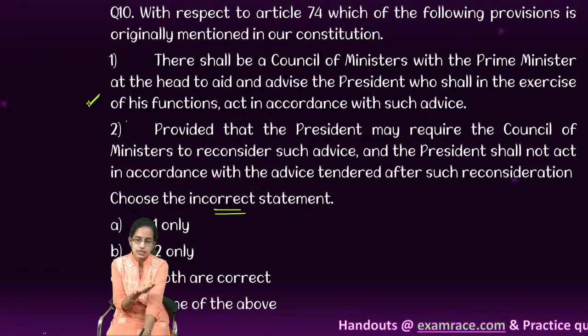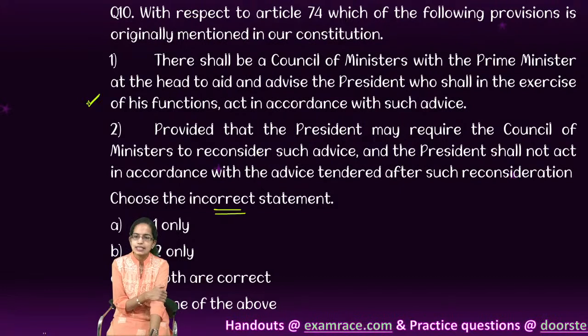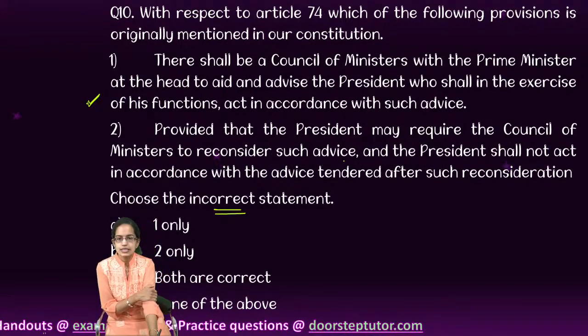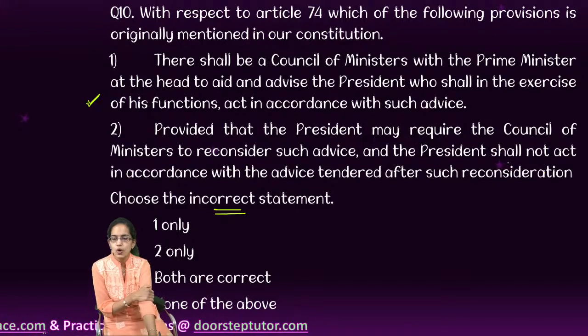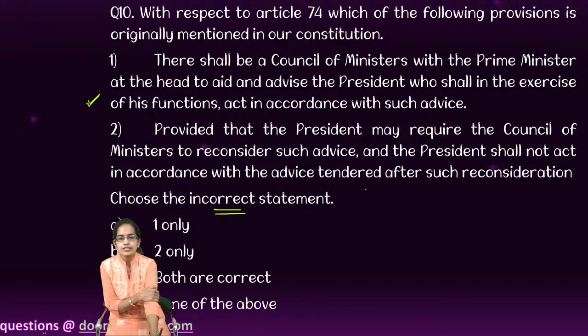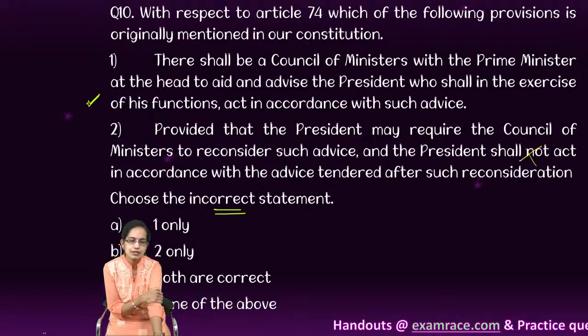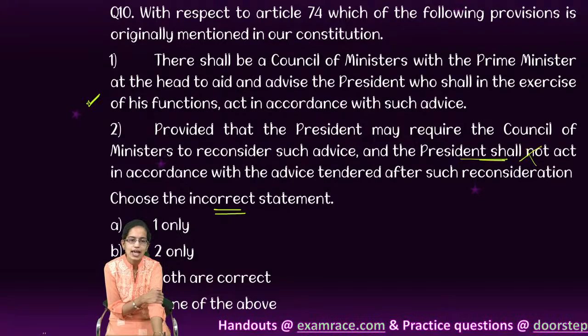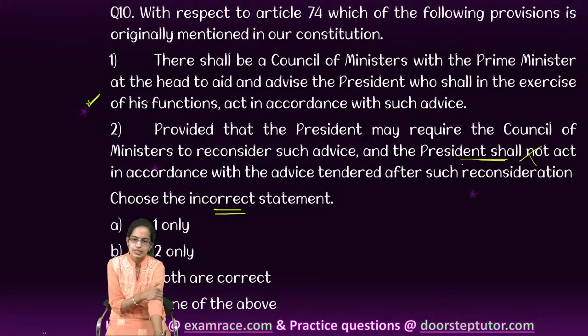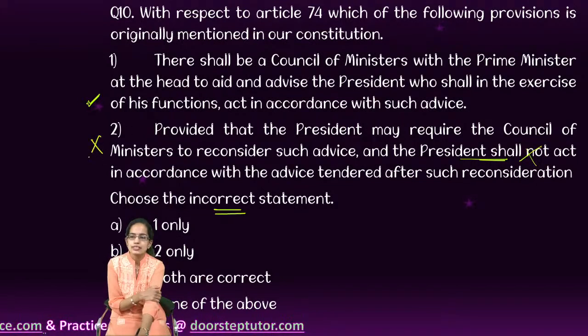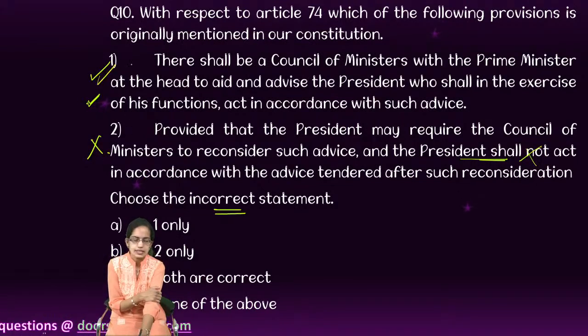So the first is obviously the correct statement. The next is, provided that the president may require the council of ministers to reconsider such advice, the president shall not act in accordance with the advice tendered after such reconsideration. So the second statement basically is an incorrect statement, because the president shall act in accordance with the advice that has been given by the council of ministers. So you have 2 as the incorrect option and 1 as the correct option.